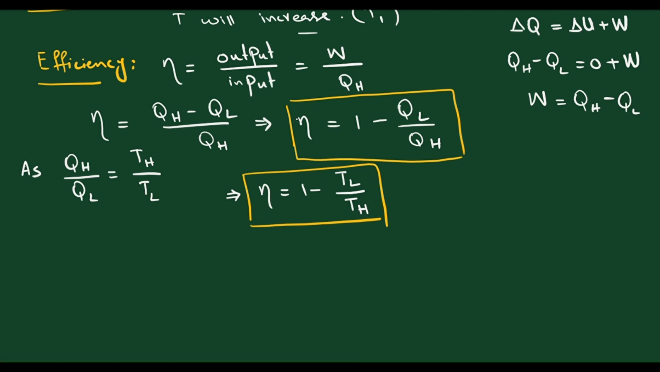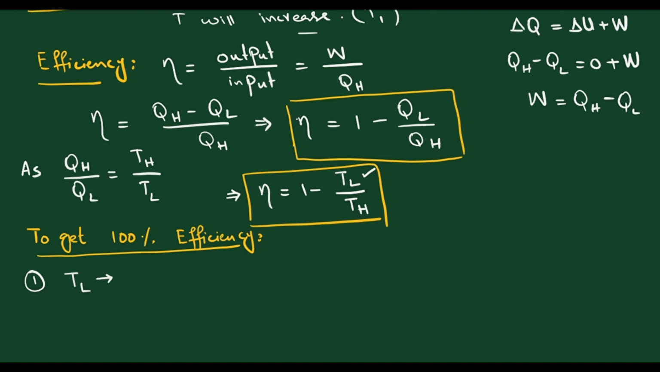To get 100% efficiency from the engine, TL should go to 0. That is the first condition: if TL, the temperature of the low temperature reservoir, goes to 0 Kelvin, then the efficiency will be 100%.